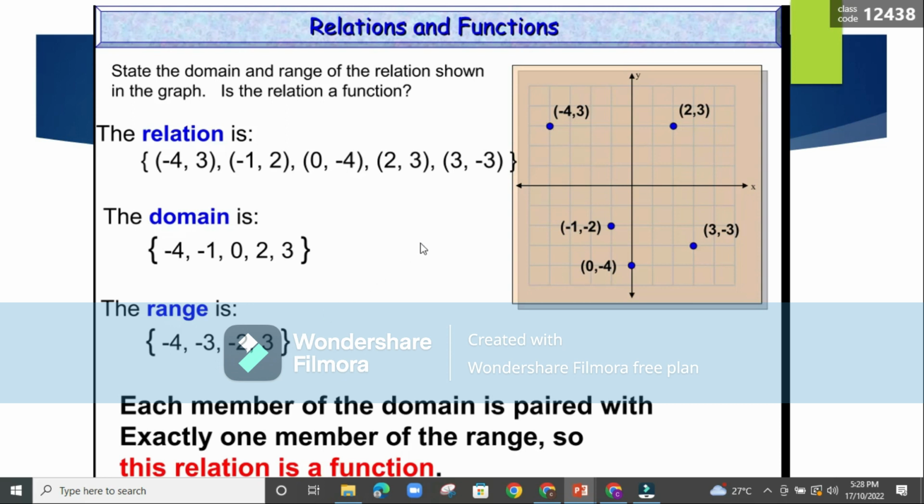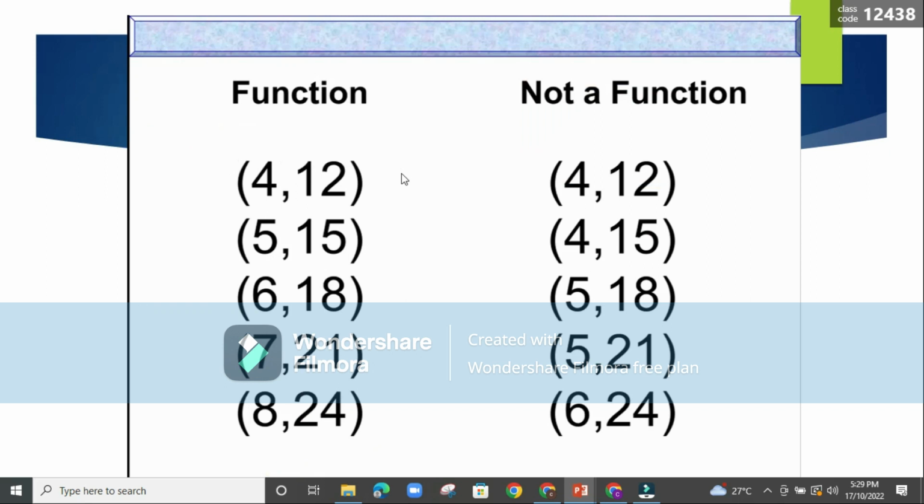We are asked to answer whether or not this relation is a function. So each member of the domain is paired with exactly one member of the range. So this relation is a function. Okay? So meaning, as you can see, the domain doesn't repeat. Here, no x values or x coordinates is repeating. Okay, let's proceed.